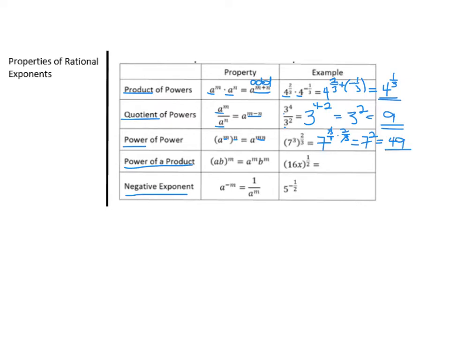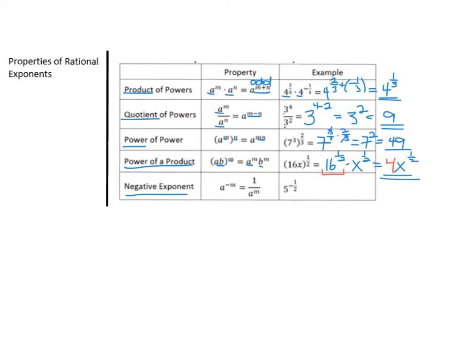Now if you have a power of a product, that means you have a product on the inside, but it's in parentheses. And then if there's an exponent, notice the exponent goes to both of the bases. So we have 16x to the 1/2 power. That means 16 gets the 1/2 and x gets the 1/2. And then try to simplify if possible. Remember, 16 to the 1/2 power is the same as the square root of 16, and that would equal 4. But x to the 1/2 power means the square root of x. And since we don't know what that equals, that's in its simplified form.